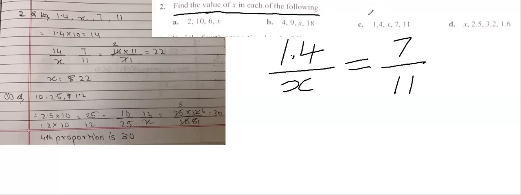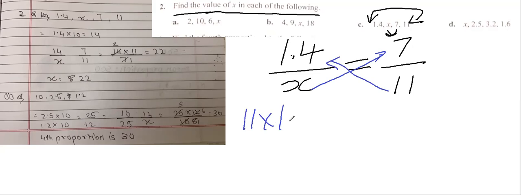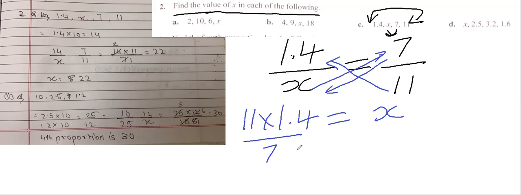Meaning is product of extremes is equal to product of means. That's what I did. So here x will come there. Okay, cross multiply I will do, x will go there and 11 will come here. So it will be 11 into 1.4 is equal to x divided by 7. This 7 will come down. So it will be like this.